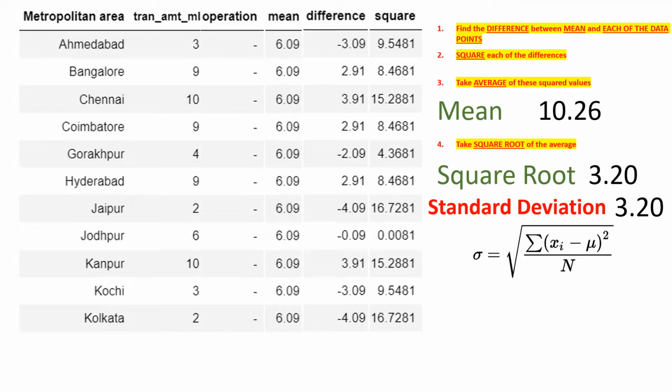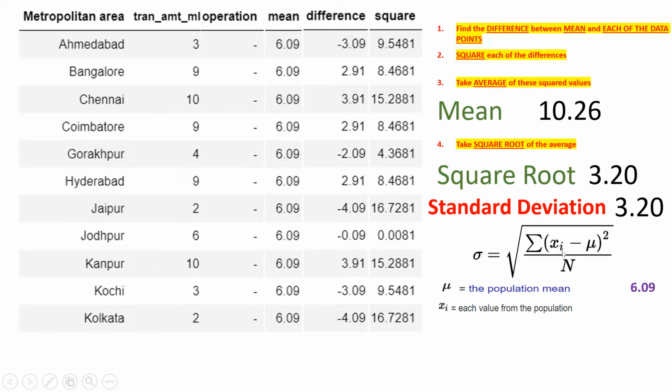Alright, so this is the formula to calculate the standard deviation. This summarizes all these 4 steps in one formula. Let's try to understand each of these elements. This particular symbol is called mu, and it represents the population mean. In our case, that was 6.09, which we saw in the very beginning. Then each of the data points in the population, meaning 3 million, 9 million, 10 million, etc., is represented by xi. This is what we did over here.